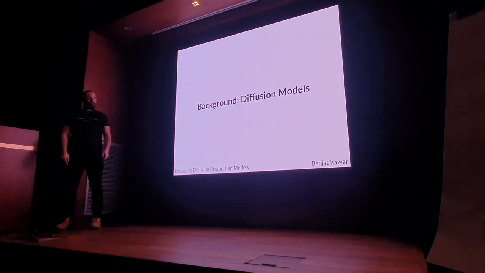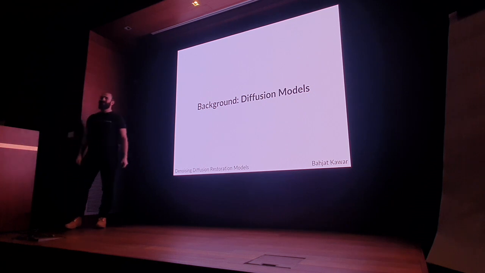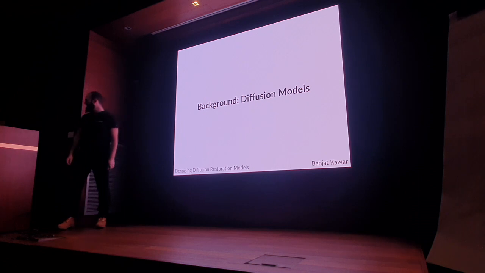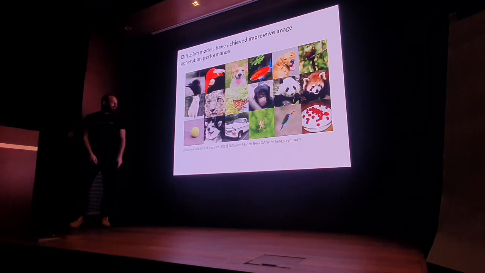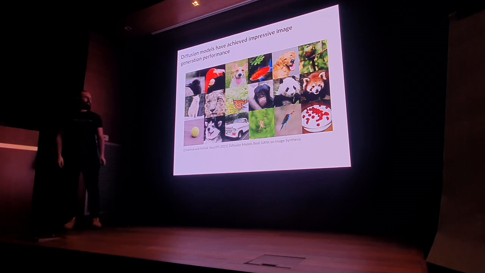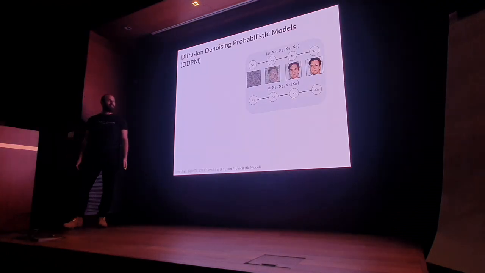All right, so I'm going to run through this quickly because I guess you're all experts in diffusion models now. Diffusion models beat GANs on image synthesis, in a great paper from 2021. Diffusion models are really good at generating images. Okay, what are these diffusion models?